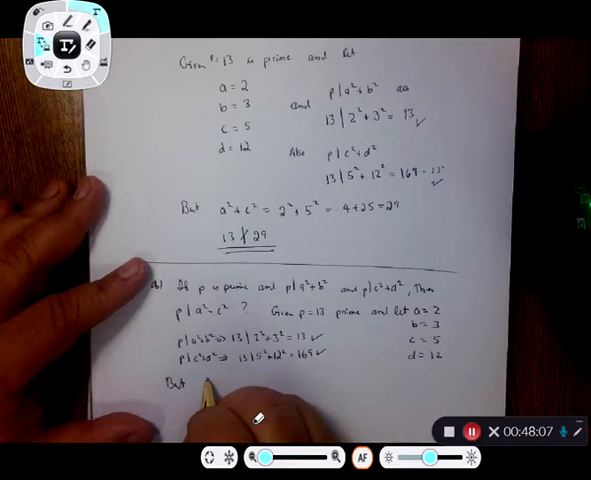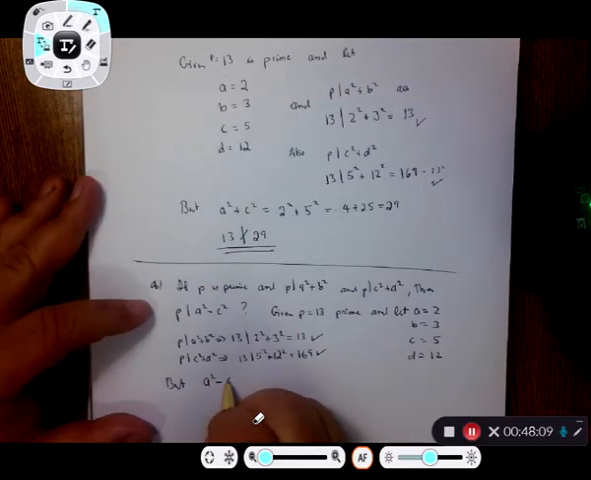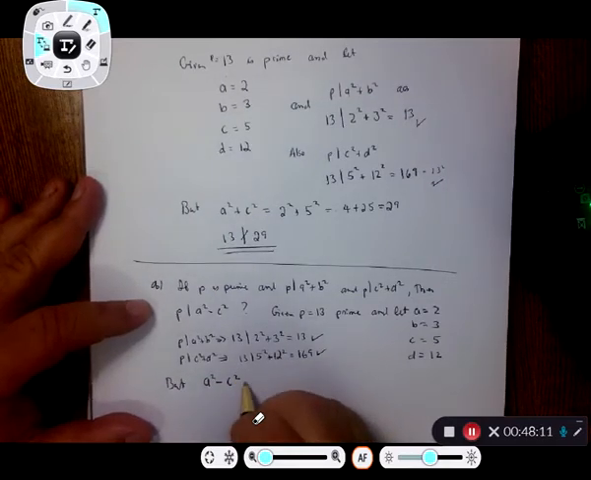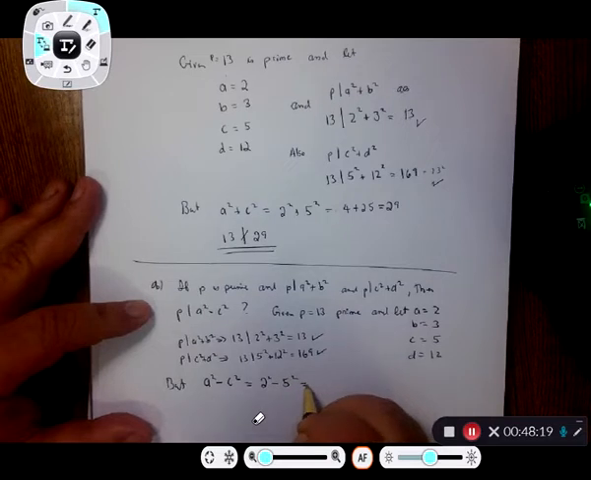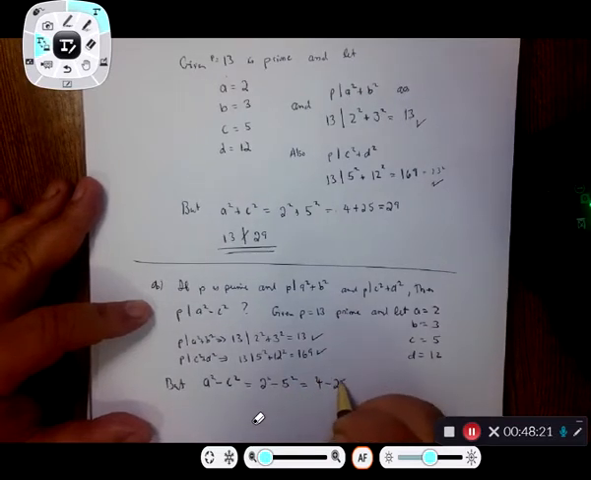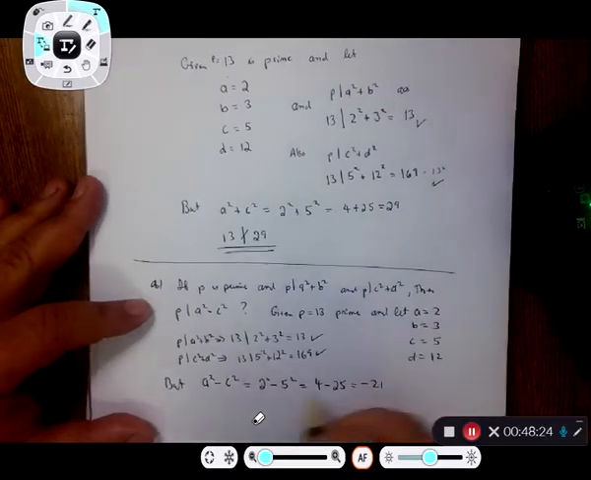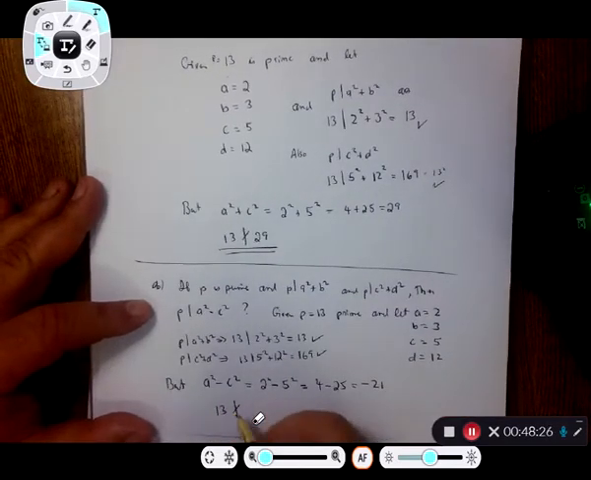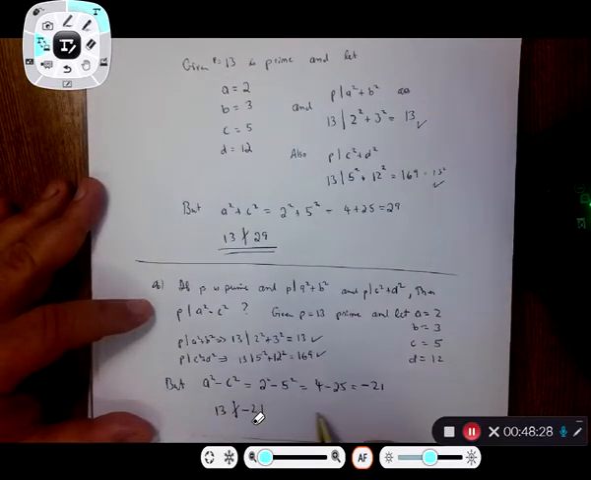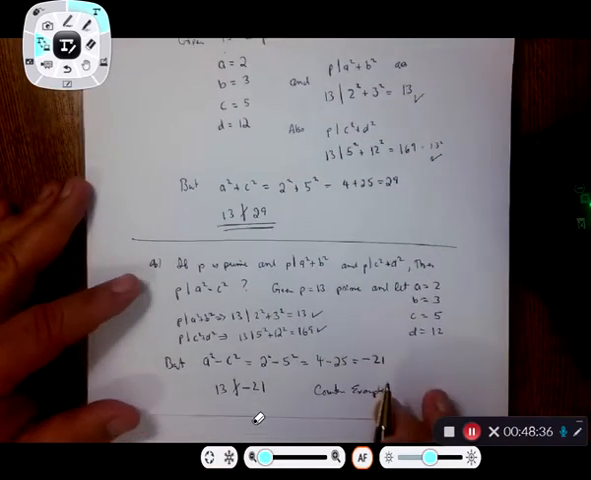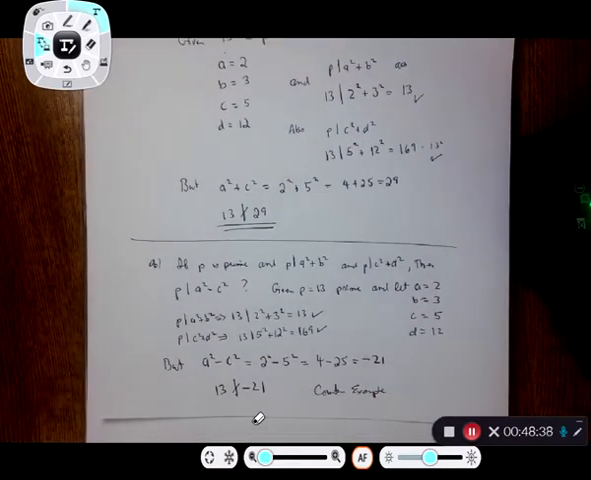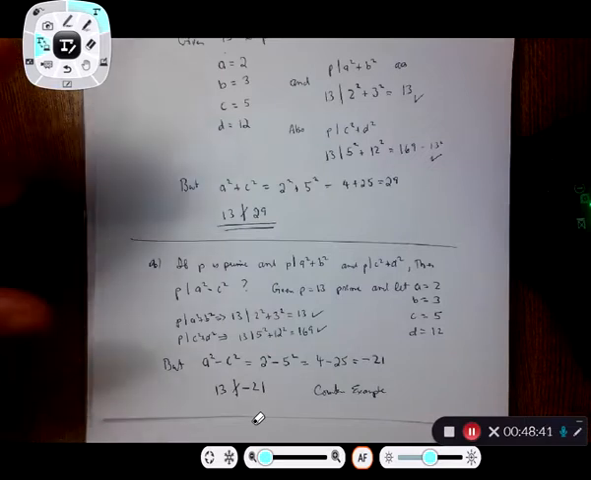We're focusing on, this time, A squared minus C squared. And that would be equal to A squared, which is 2 squared, minus C squared, which is 5 squared. And that's 4 minus 25, which is negative 21. And again, 13 does not divide negative 21. So this is a counterexample. So if you ever have to disprove anything, you have to disprove with counterexamples. So I want to give you a couple examples of that.